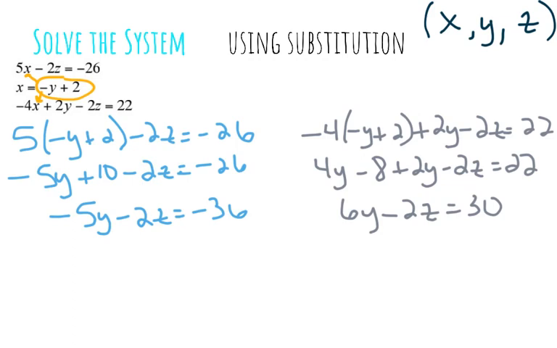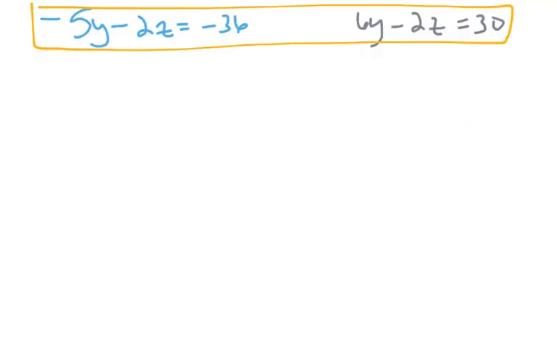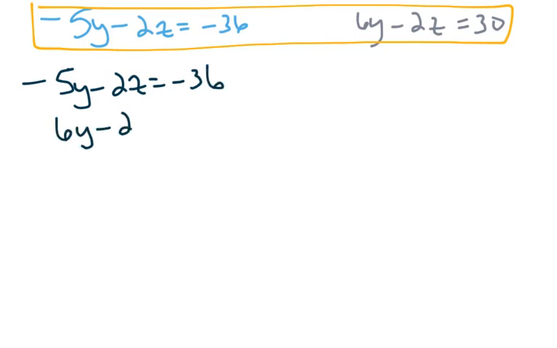Now I have two equations in two variables. This is what we had last week when we were looking at systems of equations. So I'm going to look at these two equations. I'm just going to rewrite these. So I have negative 5y minus 2z equals negative 36, and 6y minus 2z equals 30.